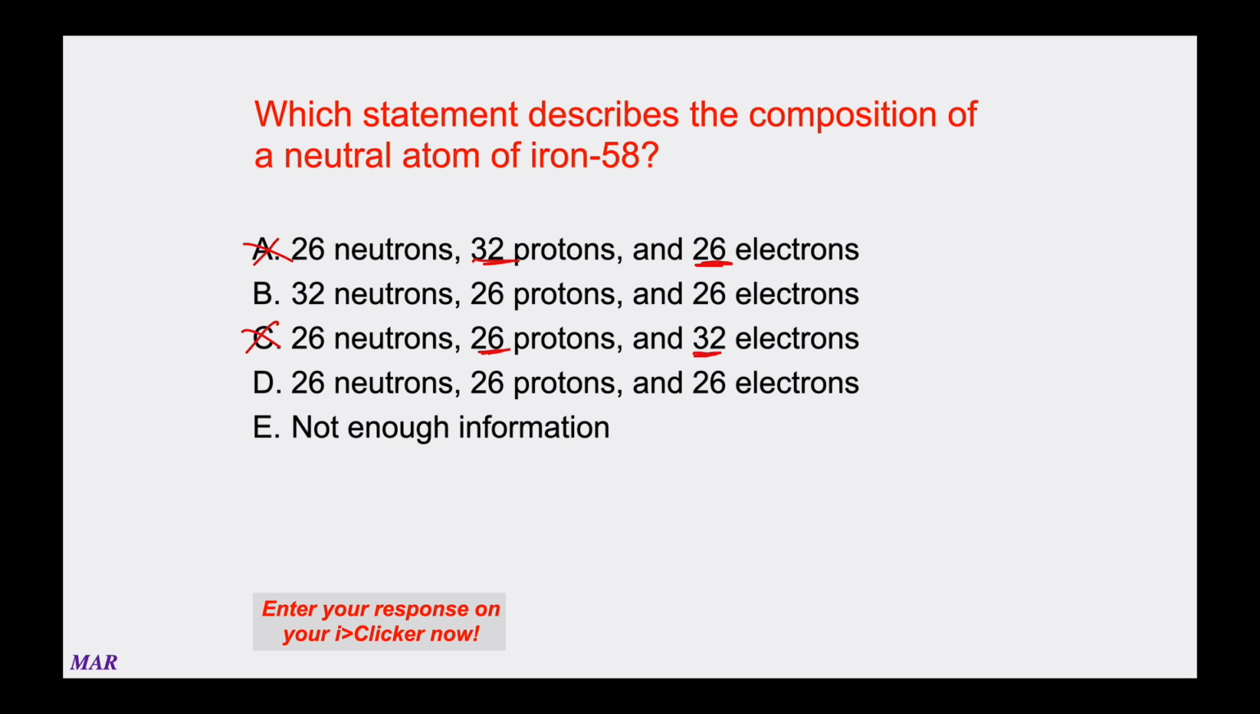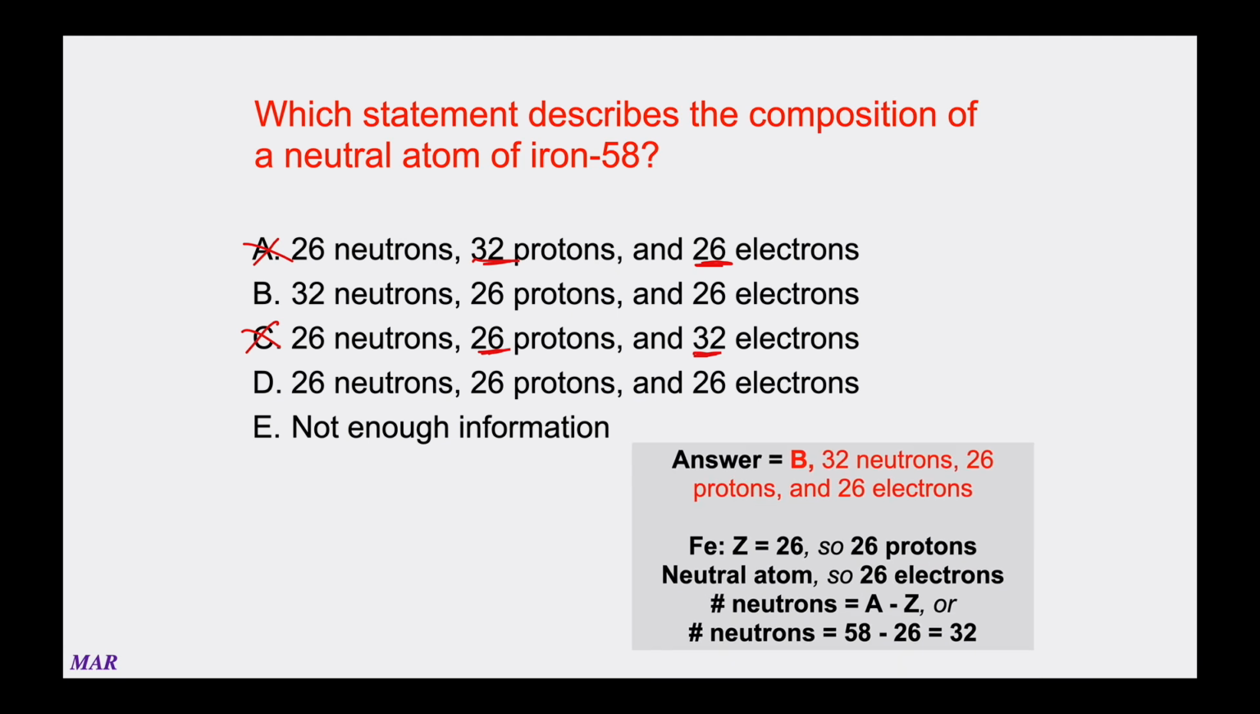The last thing we need to do then is think about what the 58 means. 58 is the mass number, and it equals the protons plus the neutrons. So we have to figure out which combination of protons and neutrons in B and D is going to be equal to 58. And 26 plus 26 in answer D is 52. So I'm going to think then that the answer is B. And it is: 26 protons plus 32 neutrons is 58, all right? And that's where the 58 comes from.